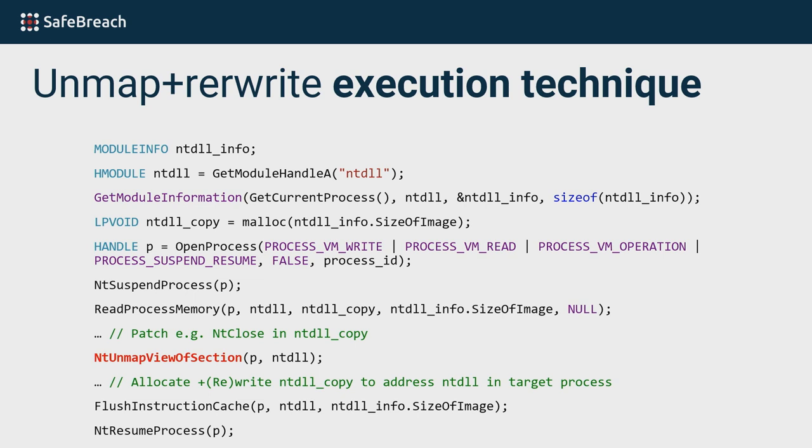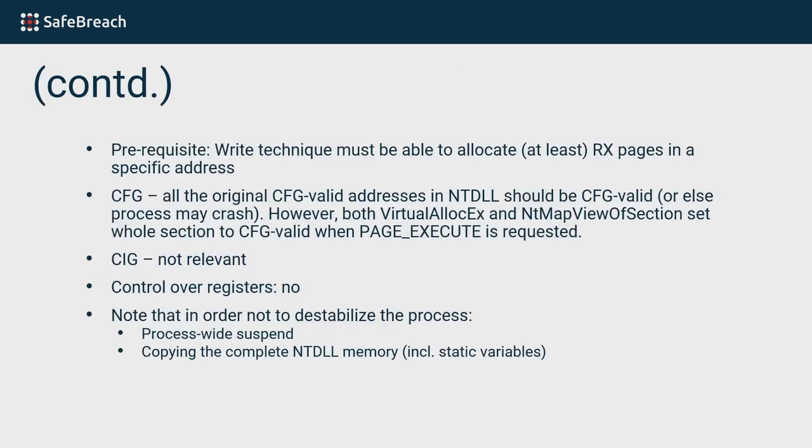To do so, what we need to do is copy the original content of the whole ntdll region to the malware process, then patch some functions of ntdll, like NtClose, and then write this data back to the target process once we unmap the original ntdll. Otherwise, if we don't do that, the process is very likely to crash because of inconsistencies. And of course, we need to flush the instruction cache in order to tell the CPU not to use any old code from the old ntdll it cached.